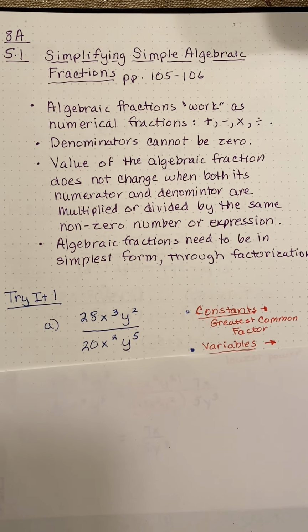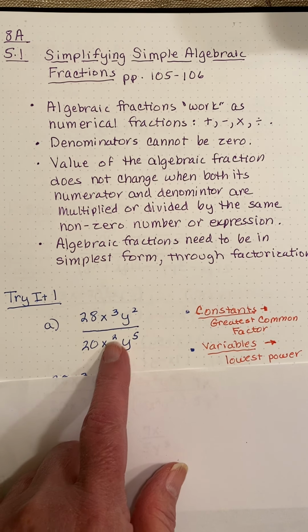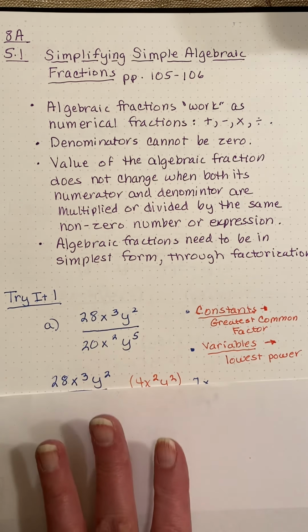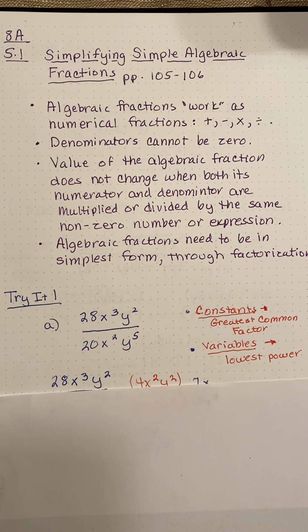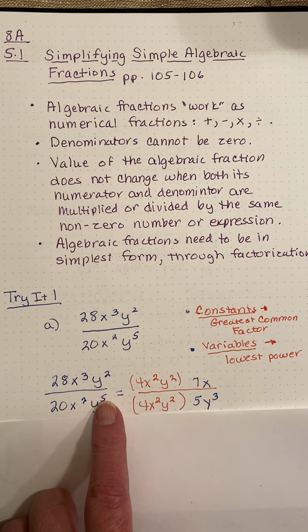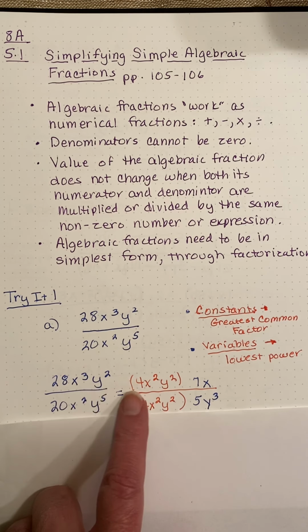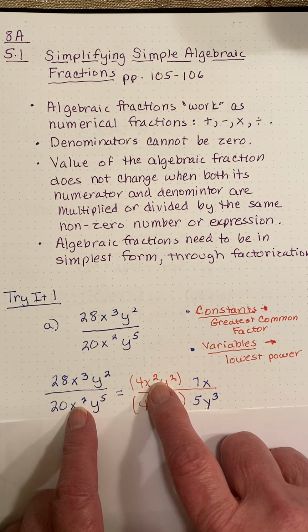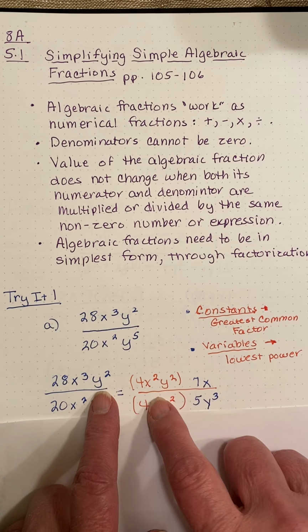Then you take a look at the variables, which in this case are the x's and then the y's. First, the x's. You take your lowest power. In this case, it's x to the second. In the y's case, it's y to the second. And that's putting them all together. You will have your reduction expression. So if I take this fraction and out of each one I take 4, which is my greatest common factor, x to the second, y to the second, I find out what I'm left with.